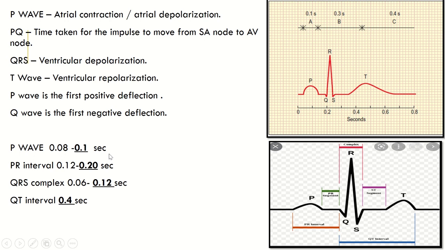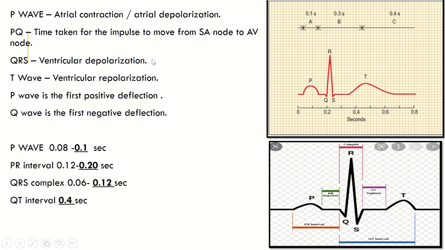Okay, the next is PQ. It is the time taken for the impulse to move from the SA node to the AV node. We all know that the SA node is the pacemaker of the heart, and it is from there only all the impulses are sent to the rest of the heart. So next it is sent to the AV node. That time is the PQ. This is the time taken for the PQ.